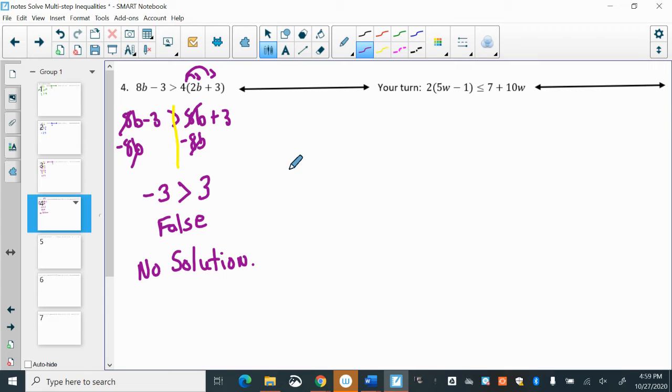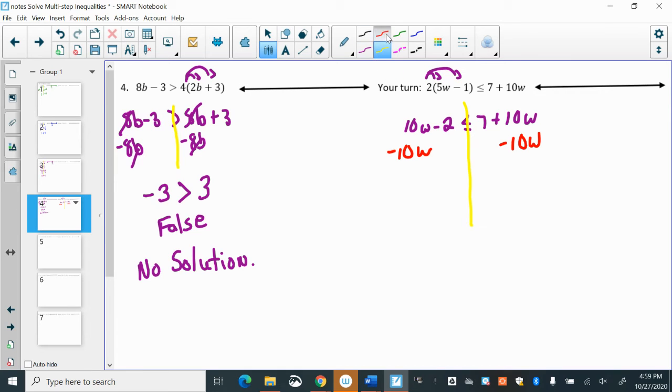All right, go ahead. Try this guy over here. Actually, I'm going to do this one because it does have a different outcome. Let's go ahead, do the distribution. That's less than or equal to 7 plus 10W. I'm going in to subtract out the variables. And if you like the wall, certainly put that up there.